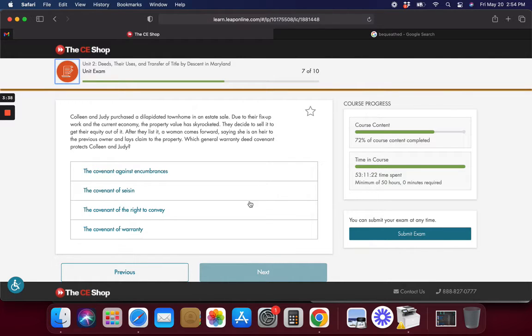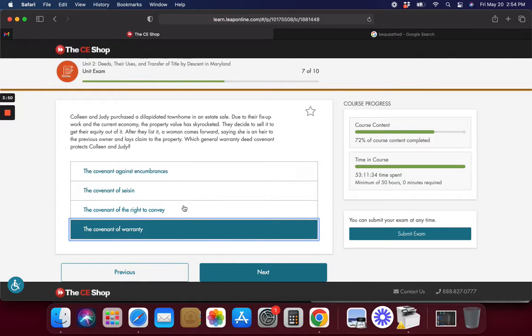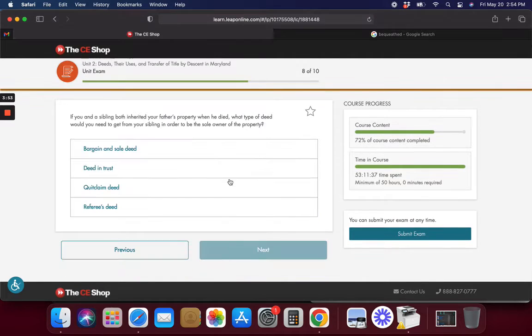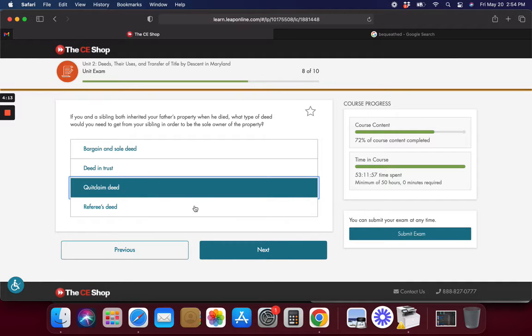And which general warranty deed covenant protects Colleen and Judy? Oh, I want to say warranty, because that's the highest one. I'm not positive. All right, if you and your sibling both inherited your father's property when he died, what type of deed would you get from your sibling in order to be the sole owner? What would you need to get from your sibling to be the sole owner? You could do a quitclaim deed, or it might be a bargain and sale deed.